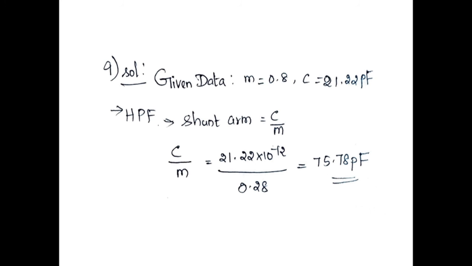Okay, so whatever format is available in the diagram, based on that you have to put the value. So it is equal to C by M. So C by M equal to 21.22 into 10 to the power minus 12 divided by 0.28. So you will get 75.78 picofarad.